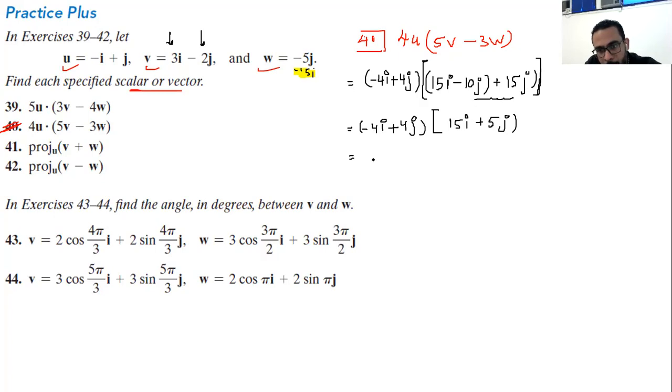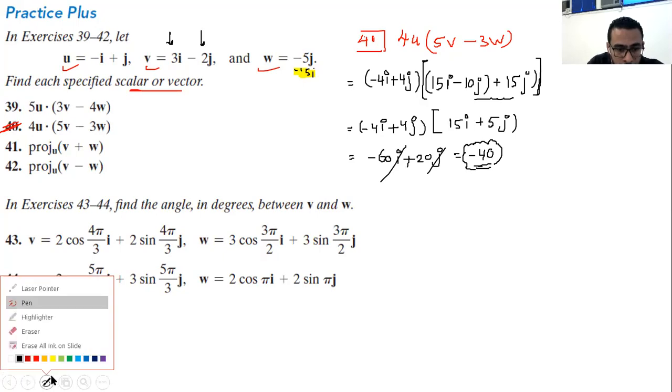Negative 4 times. Mister, can I bring my calculator? Okay. Negative 4 times 15 equals negative 60, plus 20j, equals negative 40. Yes, negative 40, but without i and j, right? Yes. Okay, thank you. Welcome. Next.